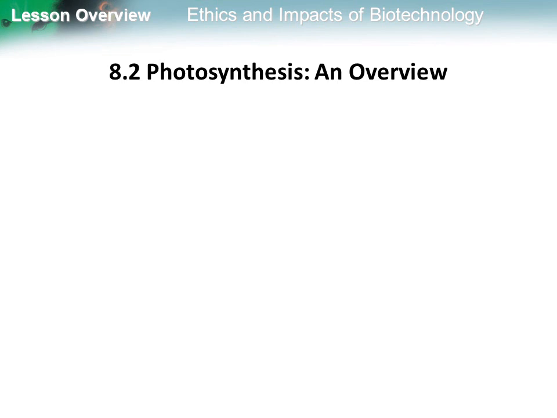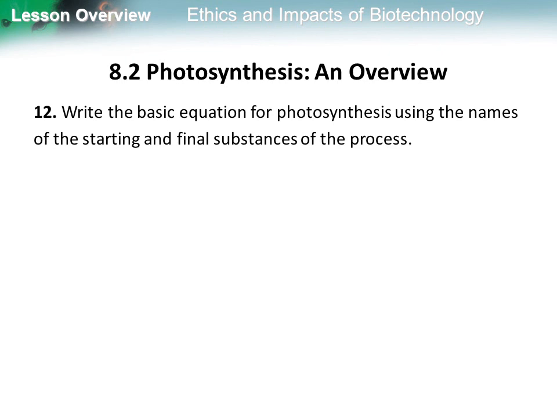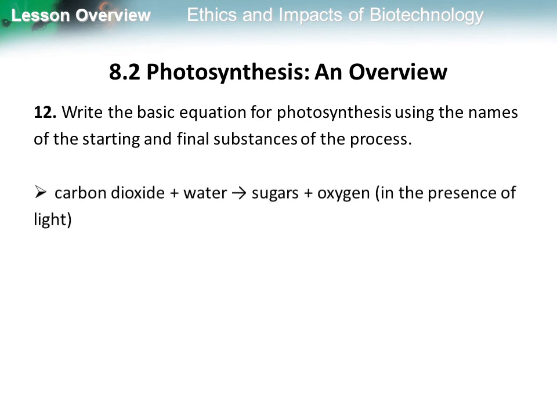Now let's proceed to chapter 8, lesson 2, assessment questions. Let's answer this. Write the basic equation for photosynthesis using the names of the starting and final substance of the process. Take your time. Well done. So carbon dioxide plus water gives or yields sugars plus oxygen. This process happens in the presence of light.